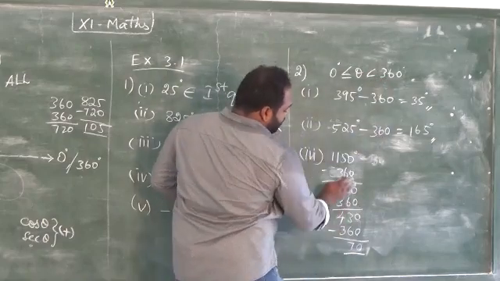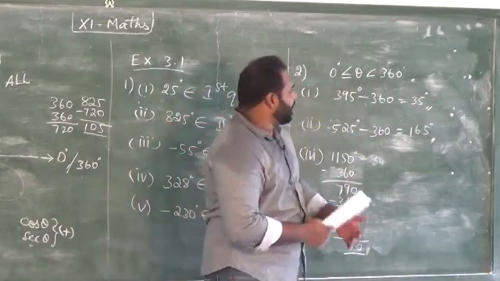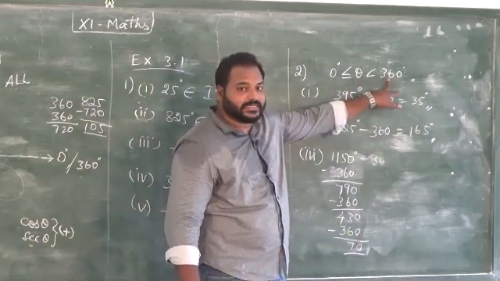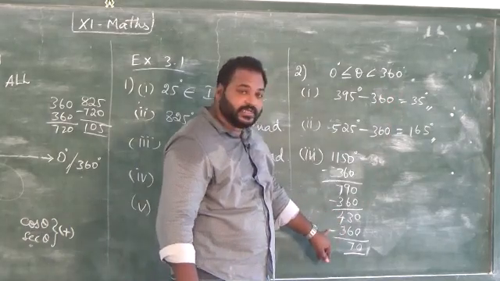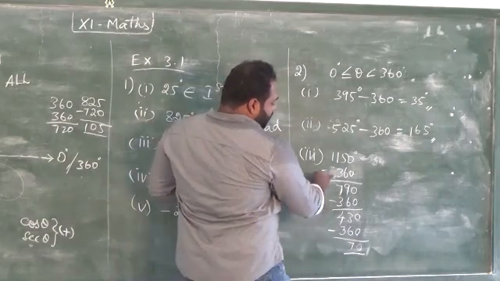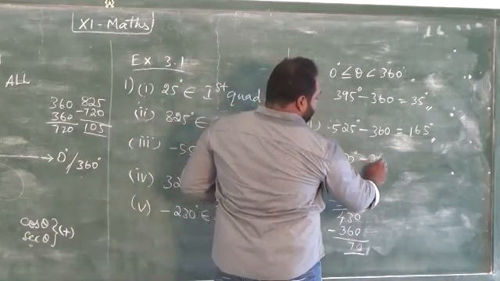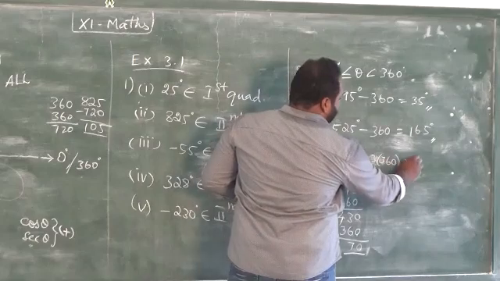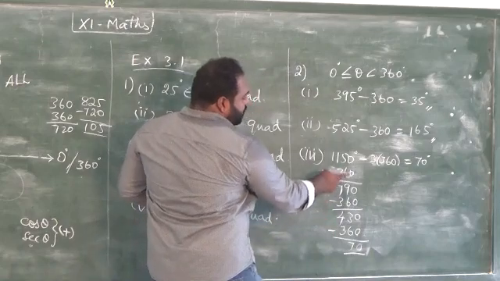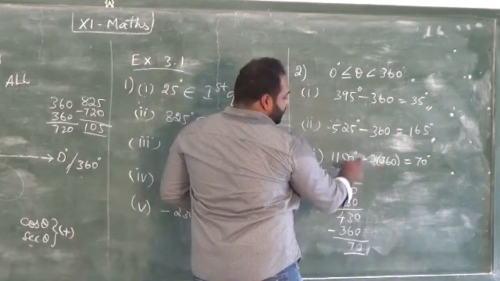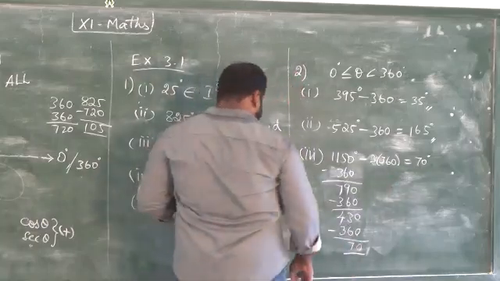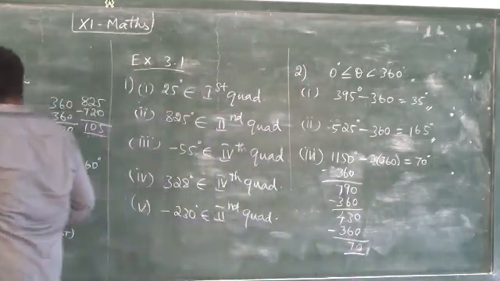So the coterminal angle is supposed to be less than 360. The theta value is supposed to be less than 360. Up to that we have to subtract 360. So here we have to subtract 360 three times. This can be written as 3 into 360 also. It is 70. For your understanding, I am just writing like this. You can directly write 1150 minus 3 into 360 equal to 70. Next, fourth subdivision.